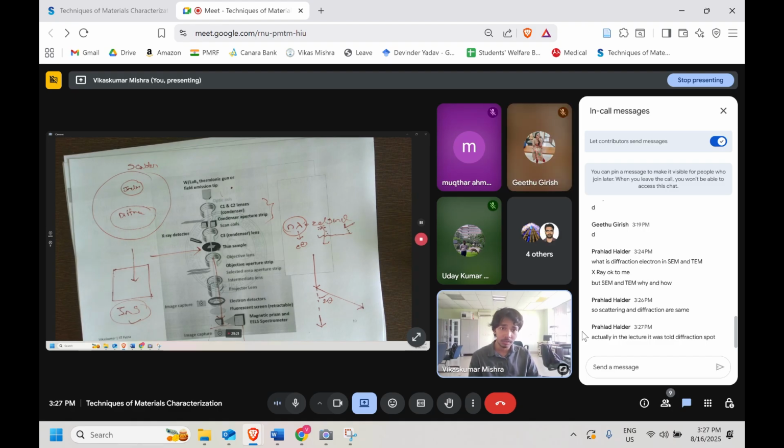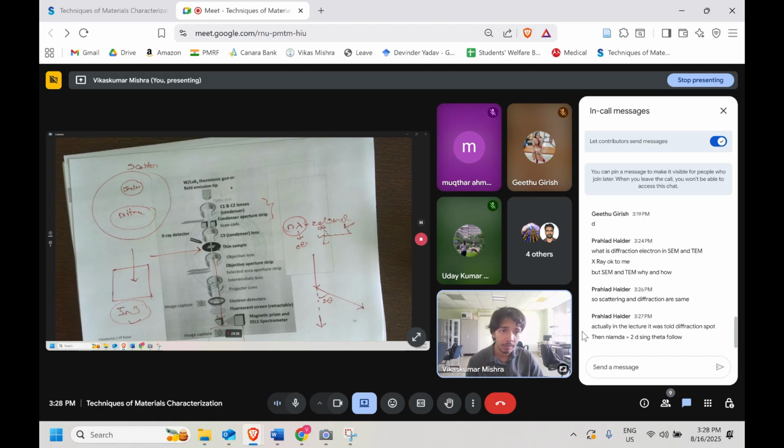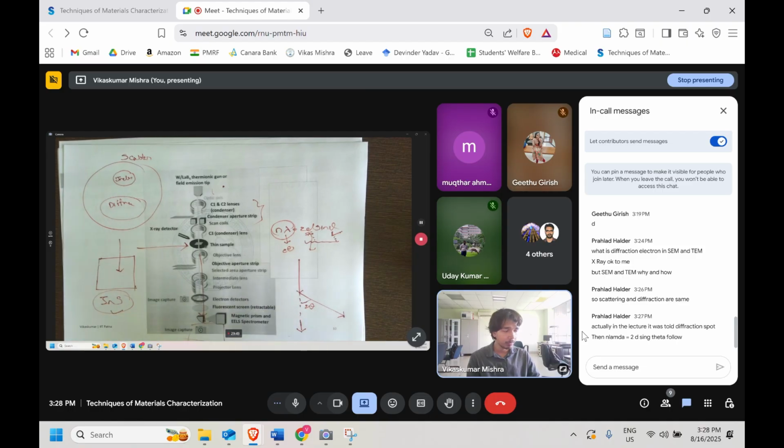It was said that the diffraction spot will also be created, right? We are going to discuss that part also. The diffraction spot is created because diffraction is happening. If n lambda equals 2d sin theta is not satisfied, there is no diffraction. The diffraction is happening because the particular grain, having the orientation of the plane, is satisfying Bragg's law, and so it's not coming in the direct beam.